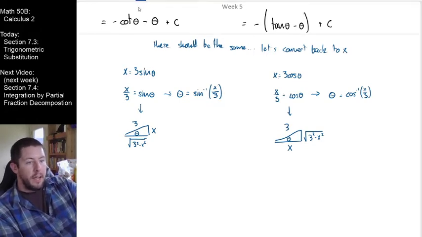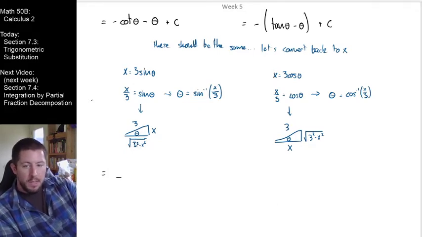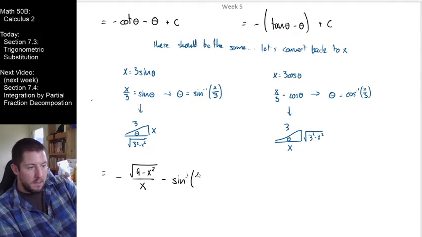Well, what are we going to get right here? It looks like my expression here is going to be negative cotangent. Tangent is opposite over adjacent, so cotangent is adjacent over opposite. So I'm going to get adjacent over opposite. That's going to be the square root of 9 minus x squared over x, minus my theta term, which is sine inverse of x over 3, plus c. And it seems like this is my final answer now in terms of x.